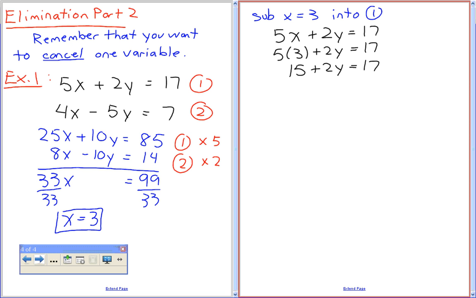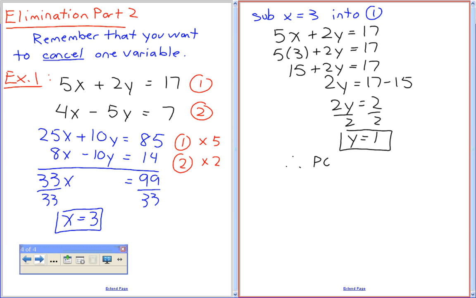We're seeing 3 steps ahead. But again, you can sub it in. I like to say it doesn't matter what equation, anyone will work. When we do our algebra here, then 2y is 17 minus 15. So 2y is 2, divided by 2 to get y equals 1. Therefore, the point of intersection is 3 and 1.